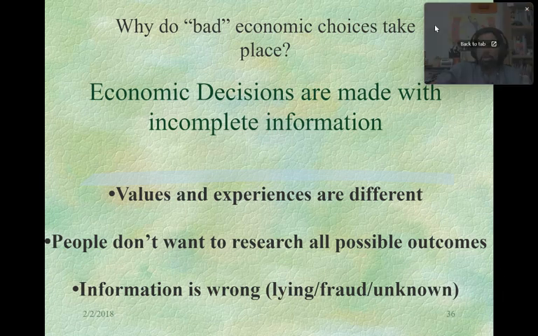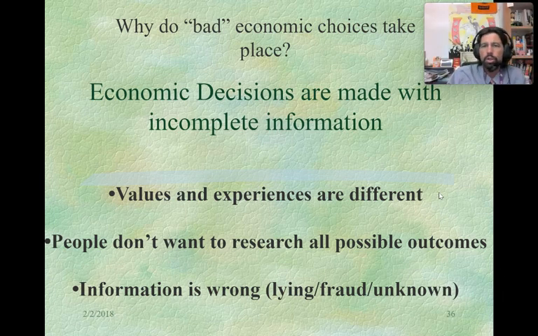Okay. Then you might ask, well, why do people make bad economic decisions in the first place? Well, because we have incomplete information of every option that we have when we make a choice. People's values and experiences are different. I mean, somebody who's an alcoholic is going to probably make a different choice because they are under the influence of alcohol. That's bad. And they're going to make different choices. People that are poor versus rich are going to make different choices. People don't want to research all possible outcomes. You don't want to actually totally know how your food is made or where something is built or produced.